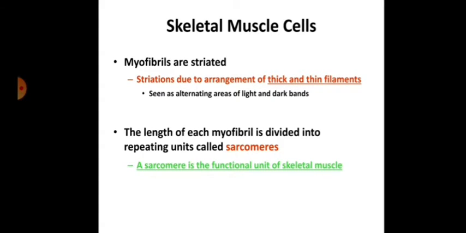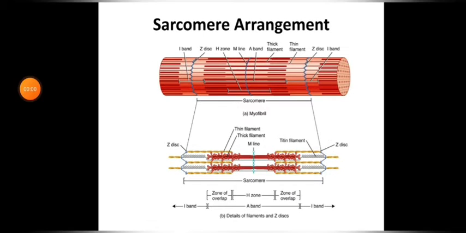The skeletal muscle cells. Myofibrils are striated. The striations are due to the arrangement of thick and thin filaments, seen as alternating areas of light and dark bands. The length of each myofibril is divided into repeating units called sarcomeres. A sarcomere is the functional unit of skeletal muscle.